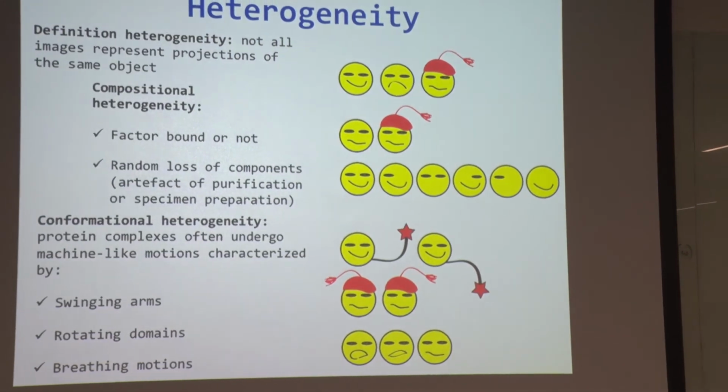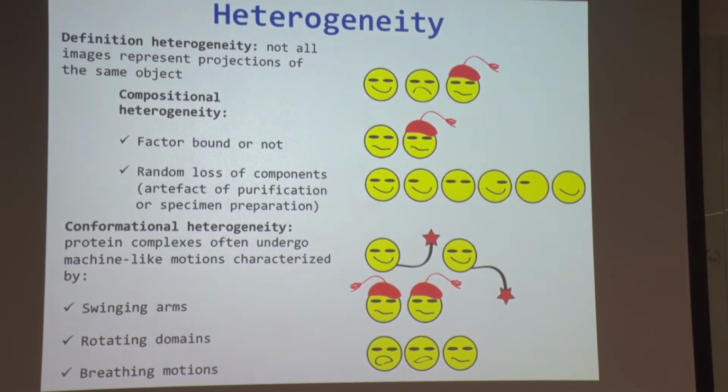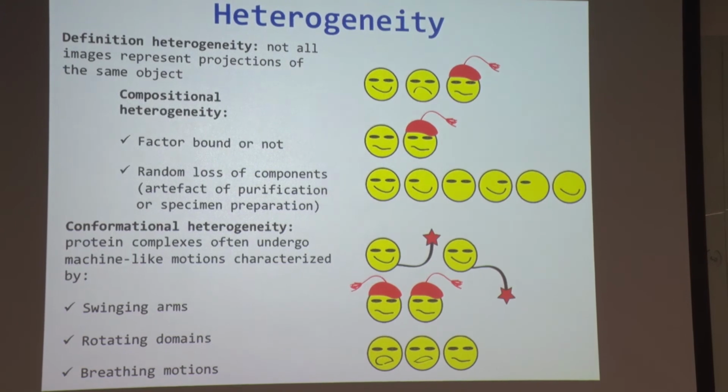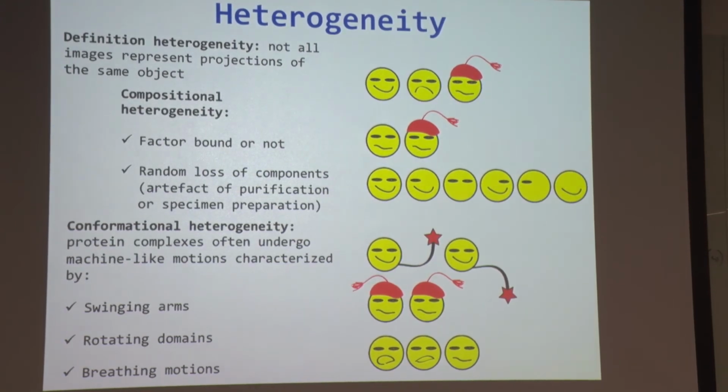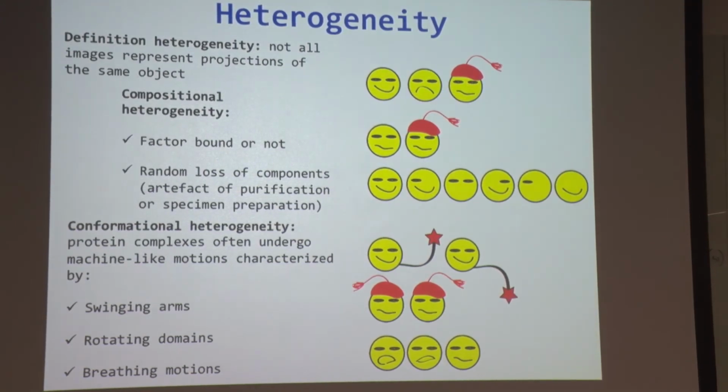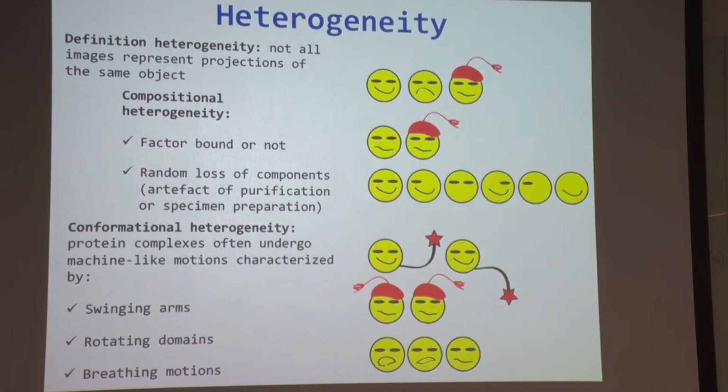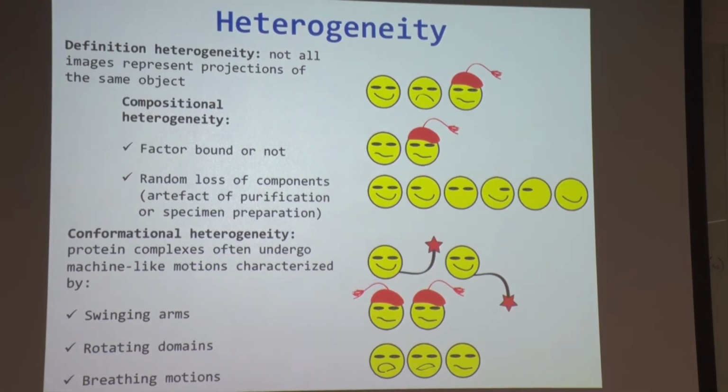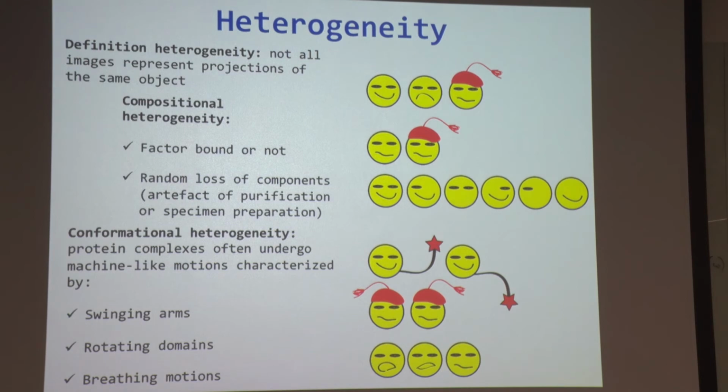We refer to heterogeneity as not all images representing projections of the same object. And it's very common to have compositional heterogeneity. For example, you have a factor binding to a larger complex and dissociating. You can have random loss of components, which are artifacts of purification and specimen preparation. We have to account for these variations if we want to have high quality density maps.